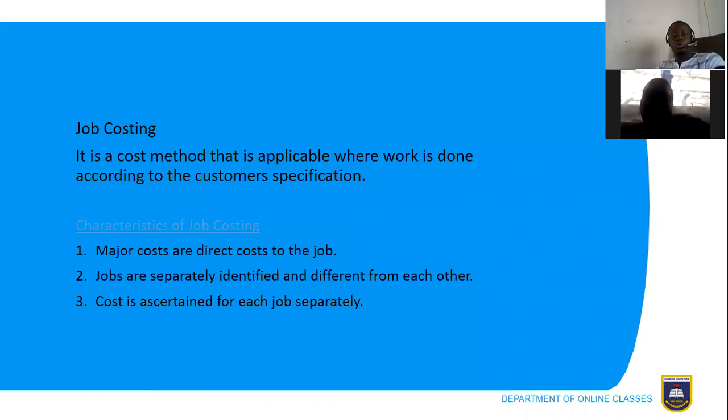First and foremost, let's look at the definition for job costing. Job costing is a cost method that is applicable where work is done according to the customer's specification. So job costing is a cost method that is applicable where work is done according to customer's specification.